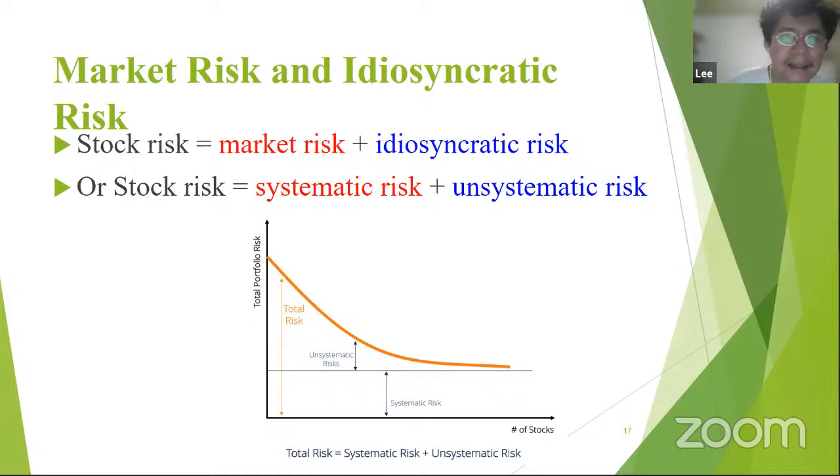Okay, so here I'd like to introduce the risk. Based on a normal risk, for example a stock risk, we can divide it into two parts. The first one, market risk. The second one, idiosyncratic risk. The idiosyncratic risk means the risk is from the individual. The market risk we also call systematic risk, and idiosyncratic risk is unsystematic risk. When we're talking about diversifying, we can use diversification to reduce risk. We are going to reduce idiosyncratic risk.